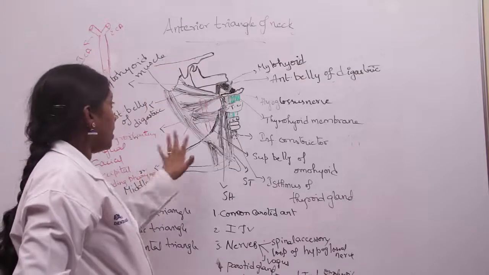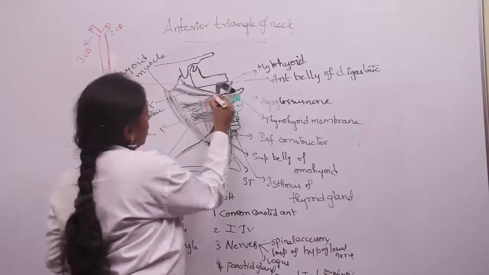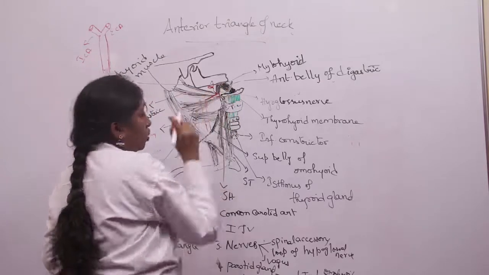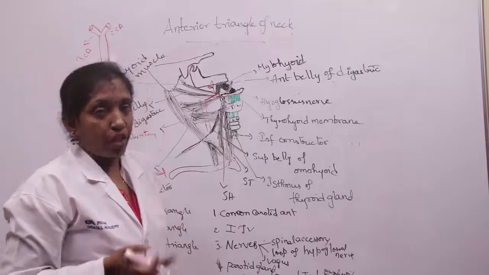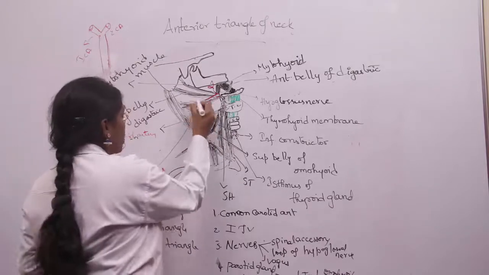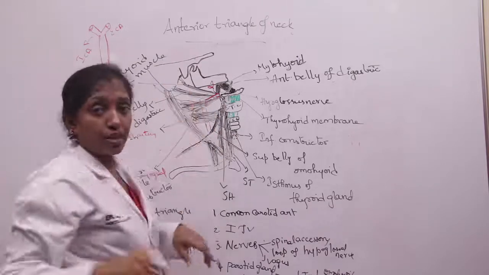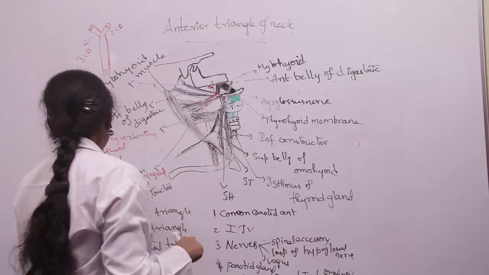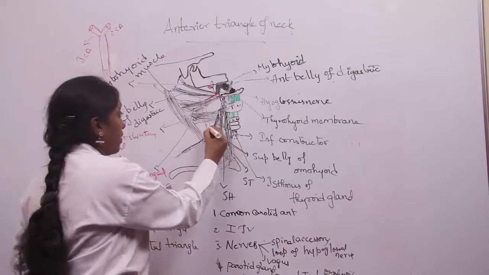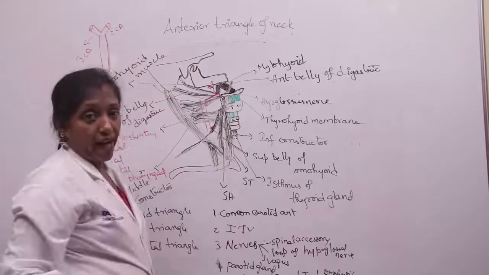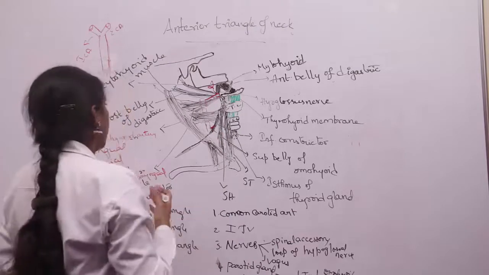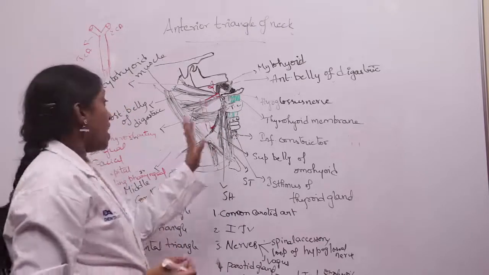And coming to the facial artery, it arises just above the tip of the greater cornu of the hyoid bone, and it supplies the face by making a tortuous course at the lower angle of the mandible. And coming to the occipital artery, it arises opposite to the facial artery, and it supplies the back of the scalp. And the ascending pharyngeal artery is the first branch of the external carotid artery. It supplies the pharynx. It goes along the posterior part of the pharynx, and it supplies the pharyngeal region. So these are the 5 arteries we can see in the anterior triangle.